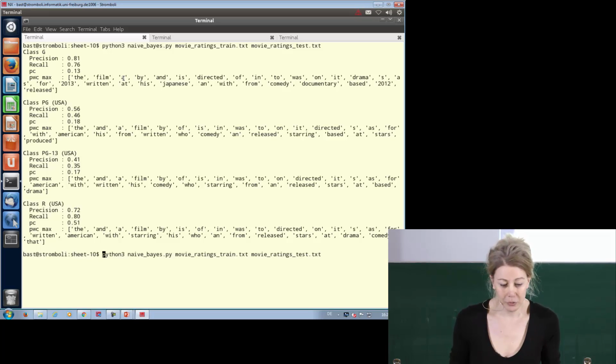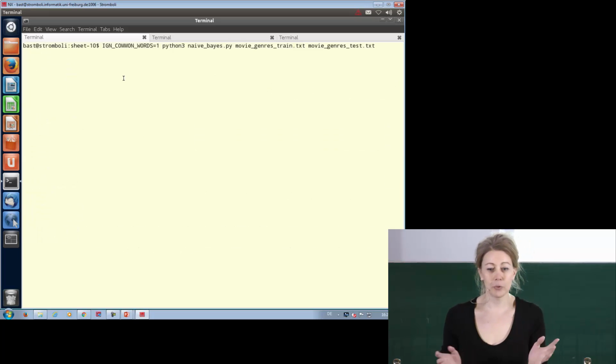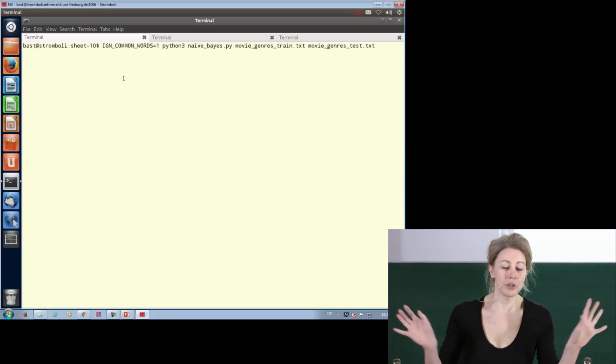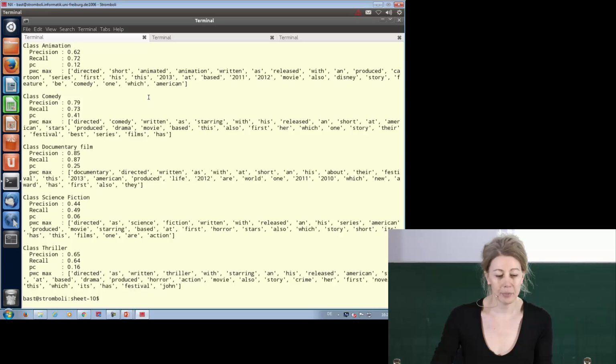So here in this solution, we actually have, I think I had it somewhere already, there's an option, ignore common words. So if we do that on the genres now again, you can just remove the common words, right? With a list, or just remove the most frequent ones. I said it on the slides. And let's see what happens.